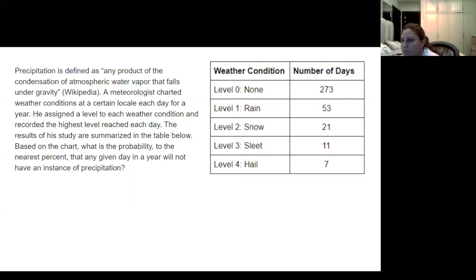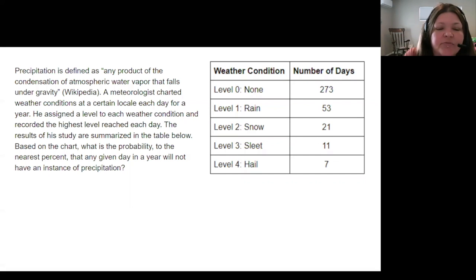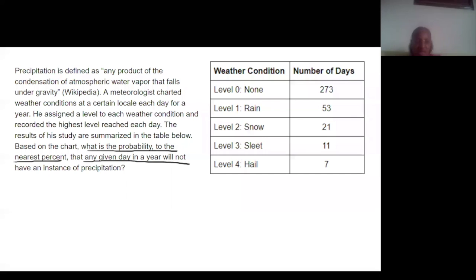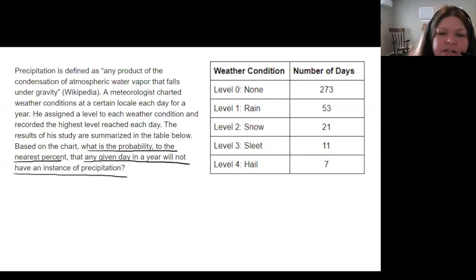Based on the chart, what is the probability to the nearest percent that any given day in a year will not have an instance of precipitation? Whew, wordy. What are they asking me to do or to find? The probability to the nearest percent that any given day in a year will not have an instance. Beautiful.